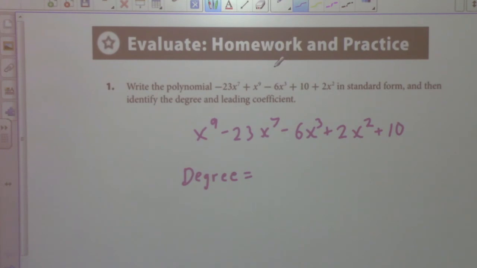Okay, your answers to these last two are all embodied right in this thing here, which is called the leading term. This is what is used to answer this. So what is going to be the degree of this? 9. And what is going to be the leading coefficient? It's going to be 1. 1x to the 9th, okay?